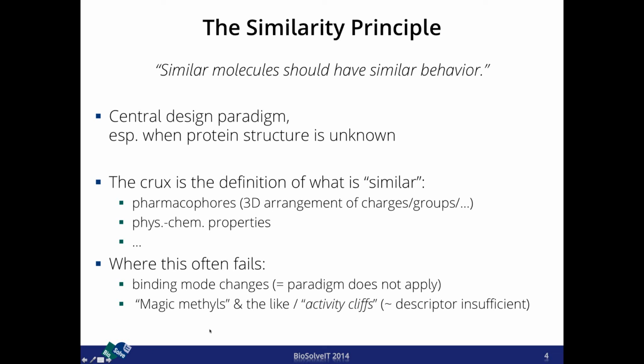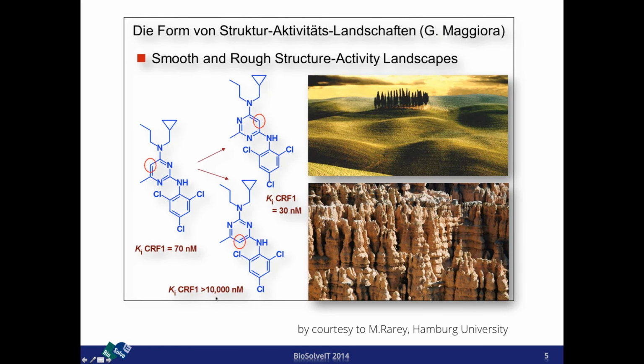So what is this activity cliff? Actually, I stole this from Matthias Rarey, professor in Hamburg and good friend and partner of the company, and he himself stole this from Maggiora, and maybe Maggiora stole it from another one, and in the end we all stole it from nature. So probably this is some kind of the Tuscany hills here, and this looks like somewhere in the US. So what you see is energetic landscapes can differ quite a lot.